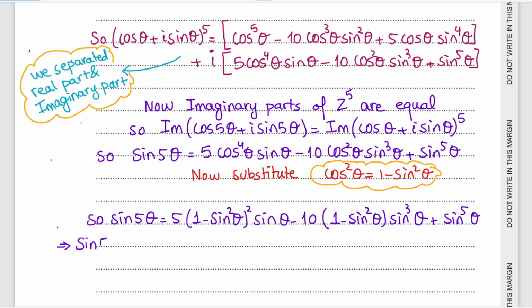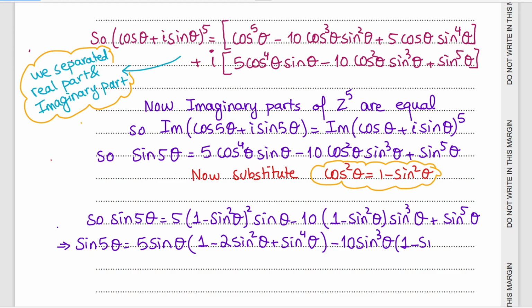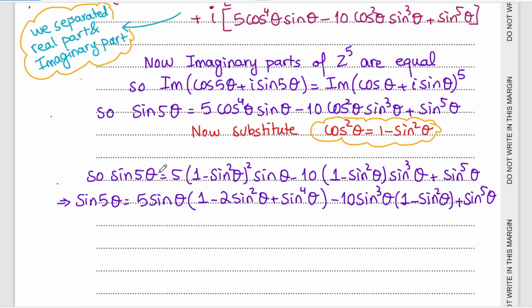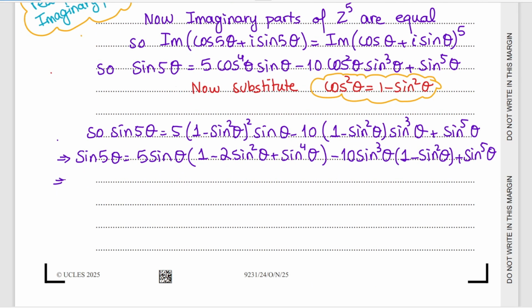So now we will expand and simplify 5 sine theta into 1 minus 2 sine squared theta plus sine 4 theta. Here we need to expand 1 minus sine squared theta squared. The mark scheme requires this step. Jumping straight to the final result risks losing the final accuracy mark.